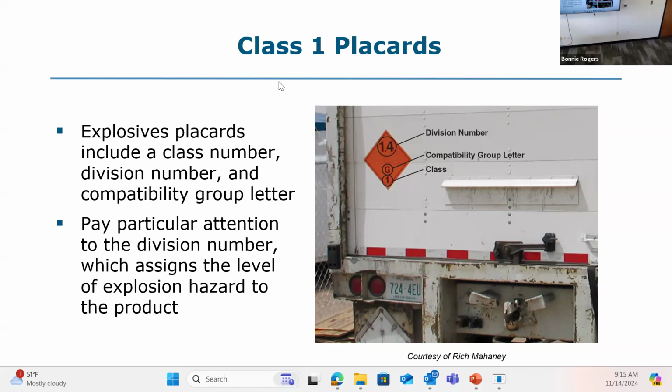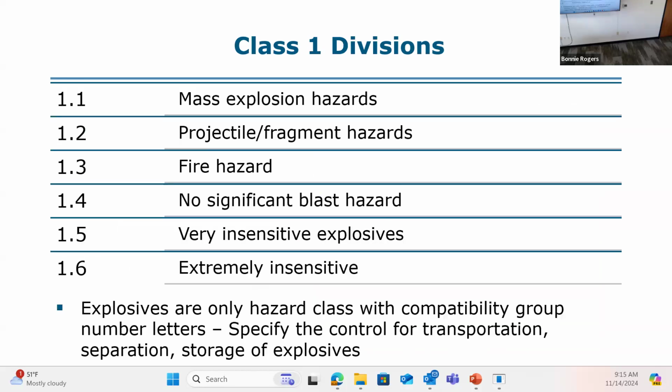1.2, what would be our hazard with that? Like shrapnel or things flying. So it's good to look at those and have an idea of what you're dealing with. So you would see 1.1, you're like, oh, yeah, we're going to be pretty concerned there. And with 1.3, okay, what do we need to be getting prepared for? Okay, good.